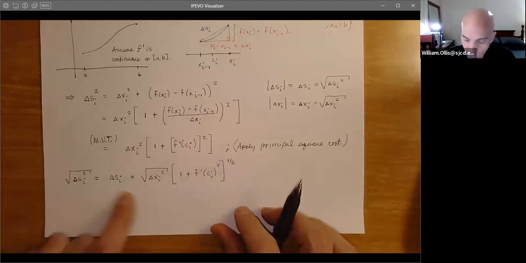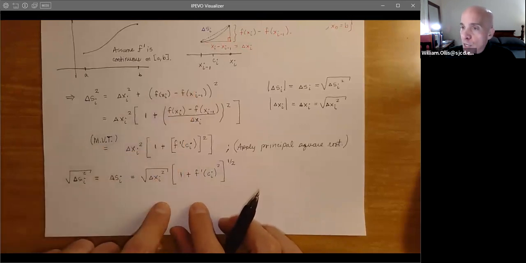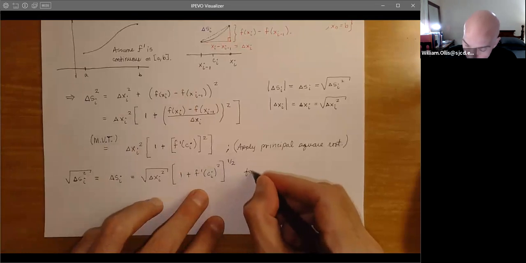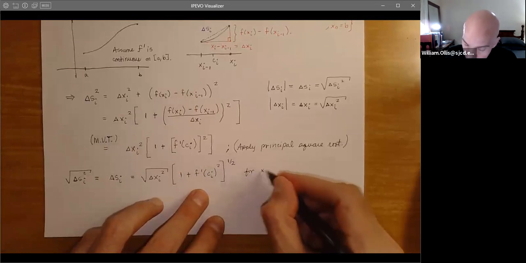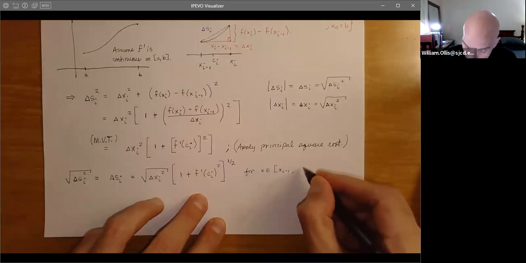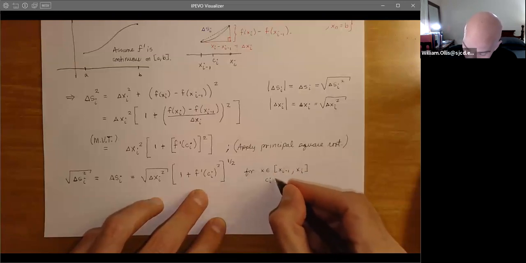So now we see we have the length for each ith subinterval. So this is for x an element of x sub i minus 1, x sub i, and then of course c sub i lives in there too.